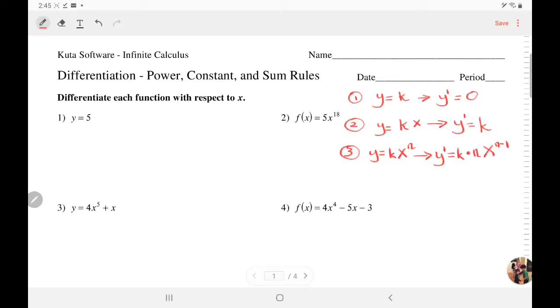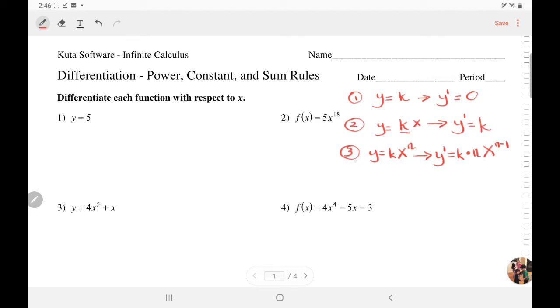Today we're going to do Kuta Software calculus, differentiation, power, constant, and sum rules. Basically, there are three rules. If y equals some constant k, then its derivative, we'll call it y prime, is 0. If y equals some constant k times x, then its derivative, y prime, is just k.